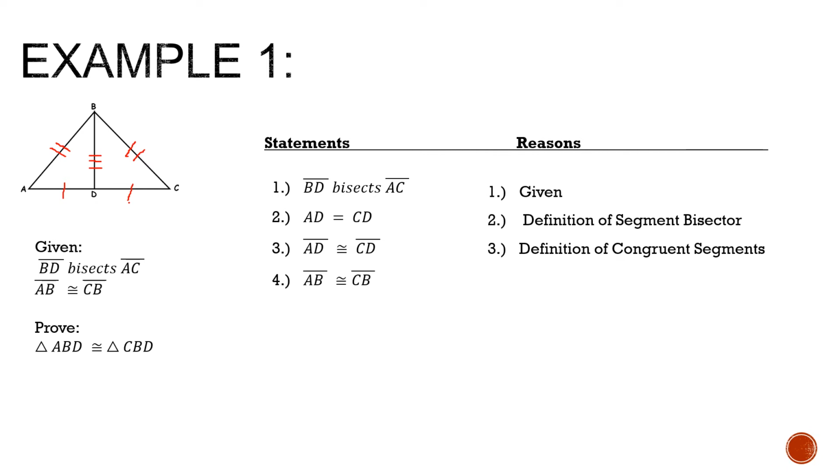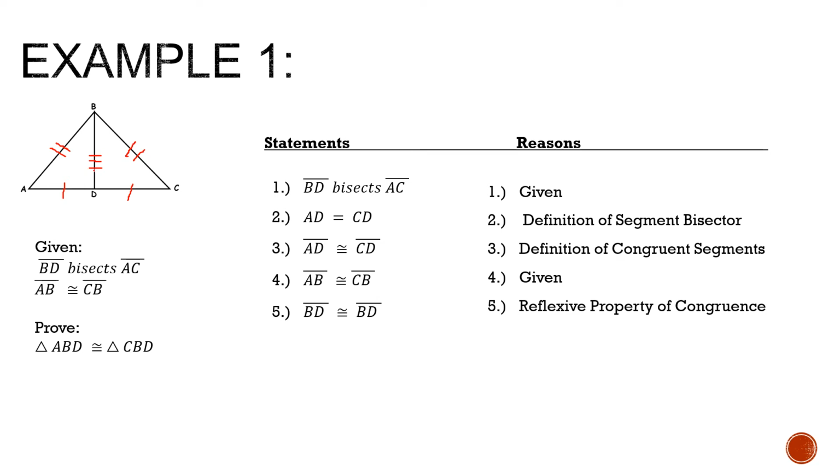Well, here's my next statement. This is another piece of information that we were given at the beginning, that AB is congruent to CB. So that's given. And then my final statement, which we talked about, was that BD is congruent to itself, and that's the reflexive property of congruence.